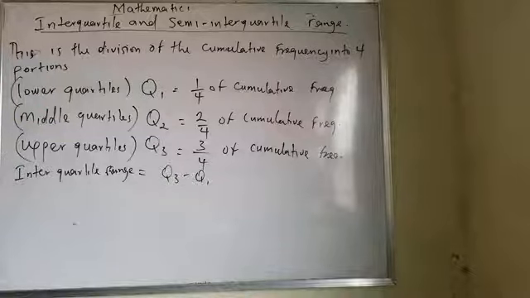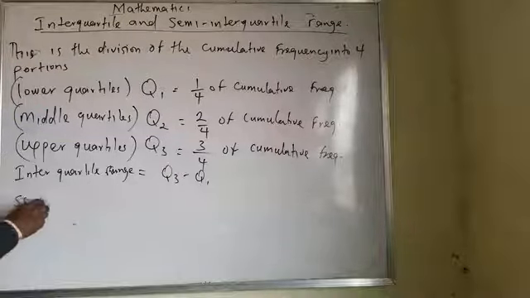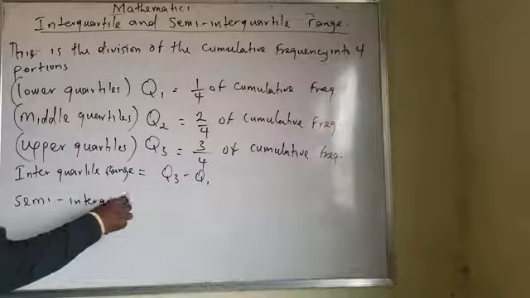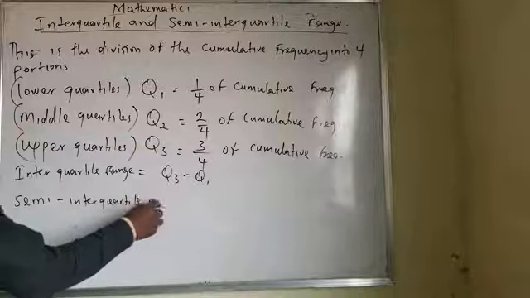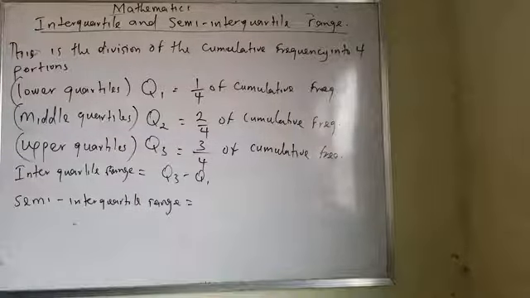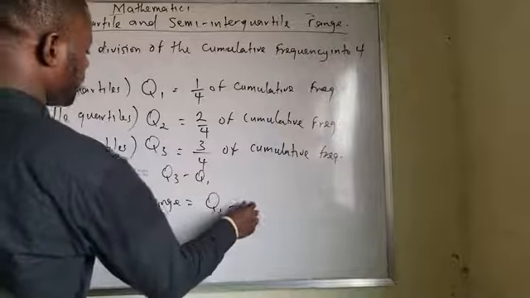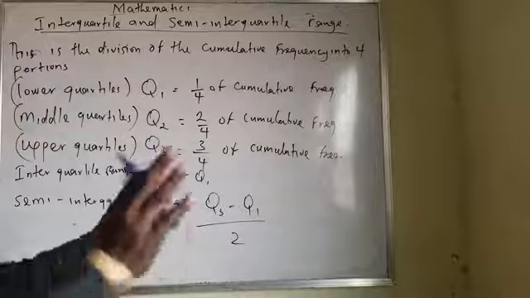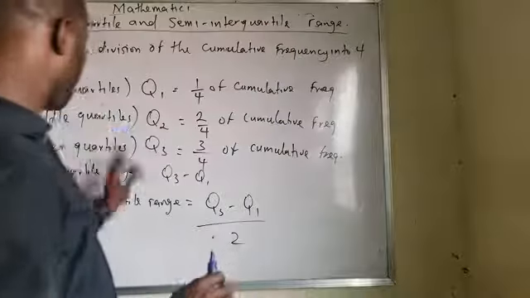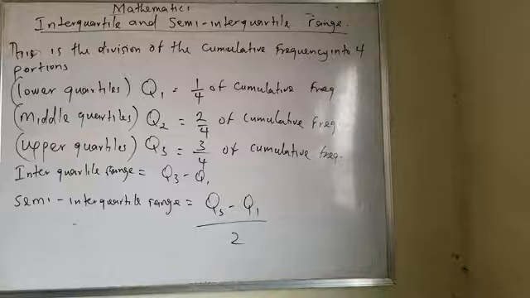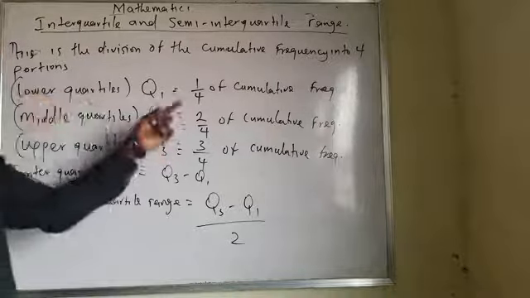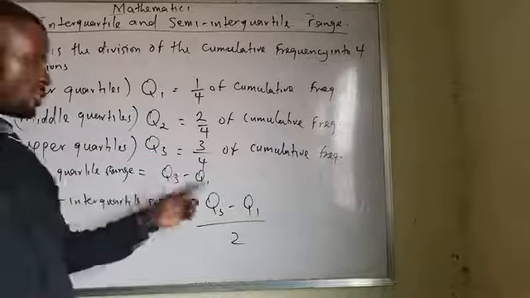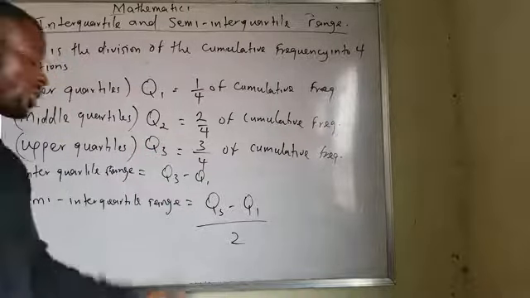Take note of that. Now, the semi-interquartile range will be equal to Q3 minus Q1 divided by 2. Please take note of this very well. They are very important, so master this very well. Q1 is 1/4 of cumulative frequency, Q2 is 1/2 of cumulative, Q3 is 3/4, and interquartile range is Q3 minus Q1. Semi-interquartile range is Q3 minus Q1 all over what?